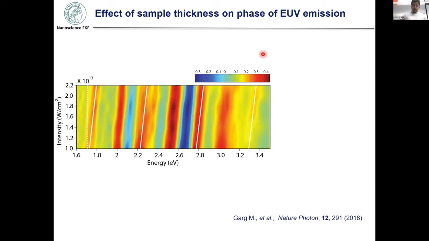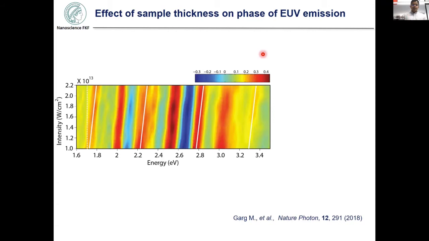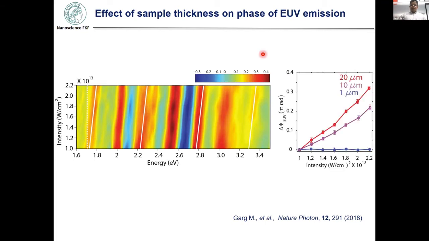With this experiment, we were able to demonstrate ultimate waveform reproducibility of EUV pulses by doing high harmonics in quartz compared to gaseous targets. Now, in this experiment, one also has to be careful with the effect of the sample thickness on the phase of UV emission. If you generate UV emission from thicker crystals, there can be some propagation effects or the Kerr effect, which can play some contribution, and this can also lead to some artificial effects.